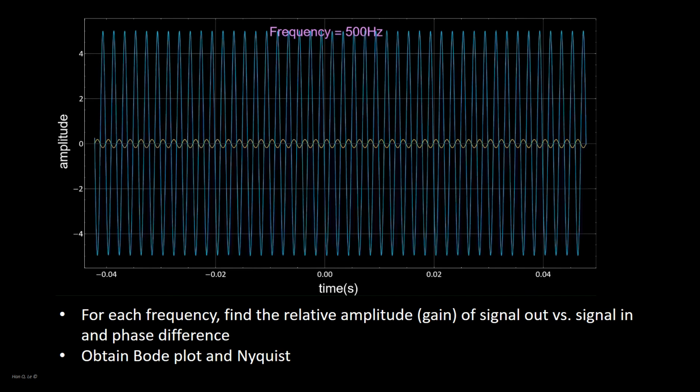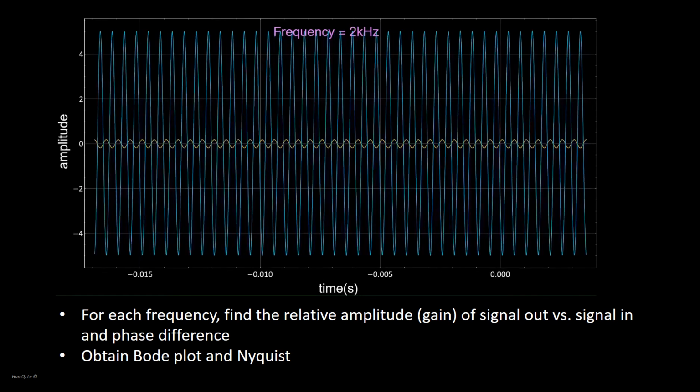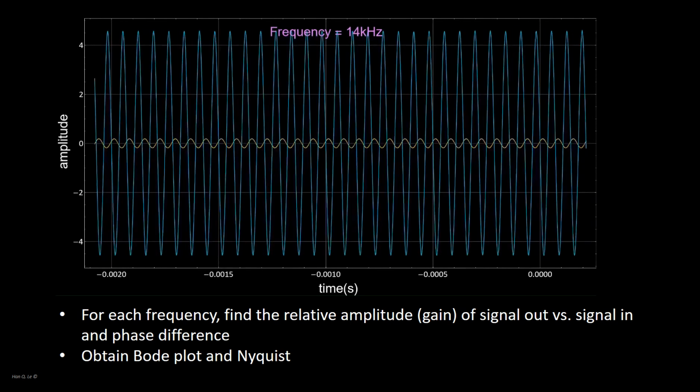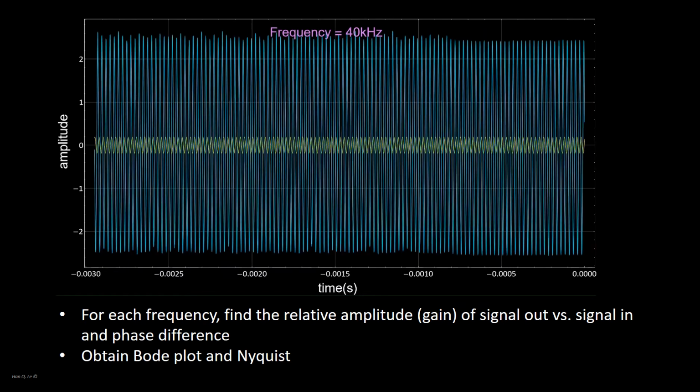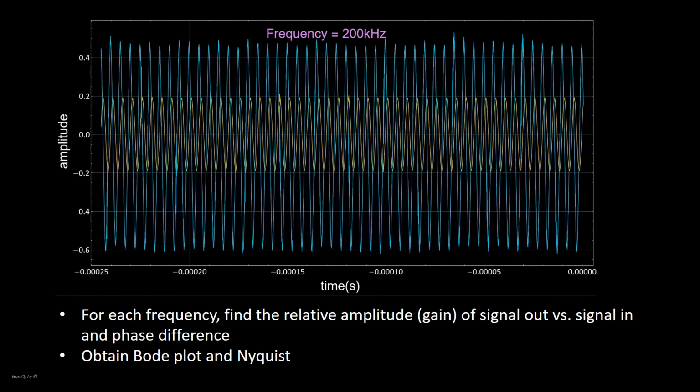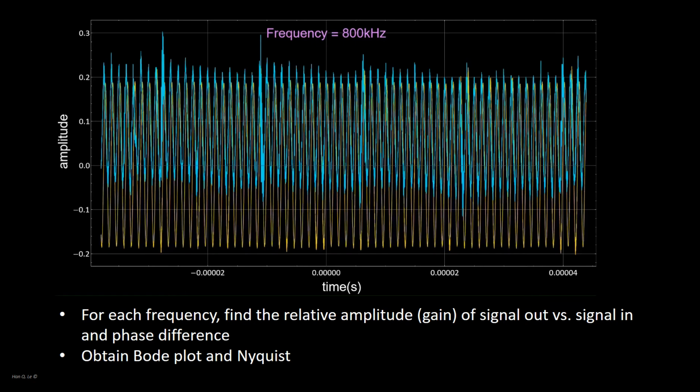The objective of the measurement is to obtain the ratio of output versus input amplitude, and their relative phase as a function of frequency. These figures are then used to graph a Bode plot or Nyquist plot.